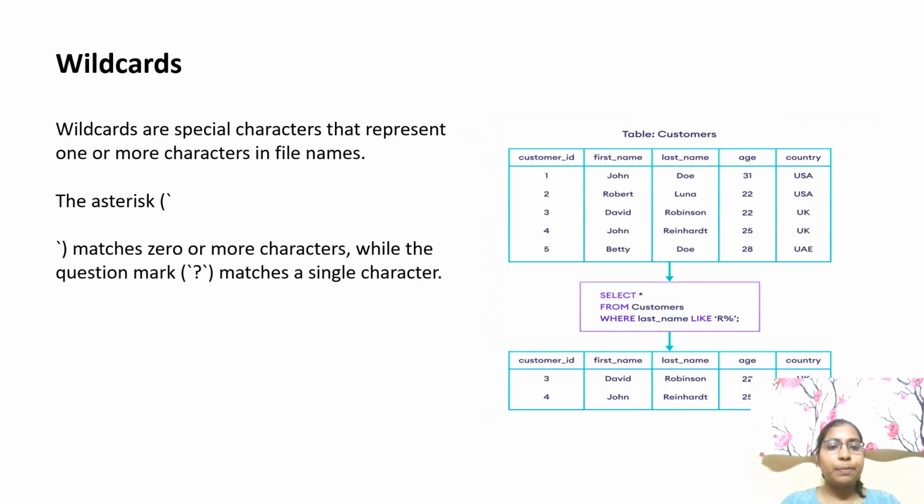Wildcards. Wildcards are special characters that represent one or more characters in file names. The asterisk matches zero or more characters, while the question mark matches a single character.